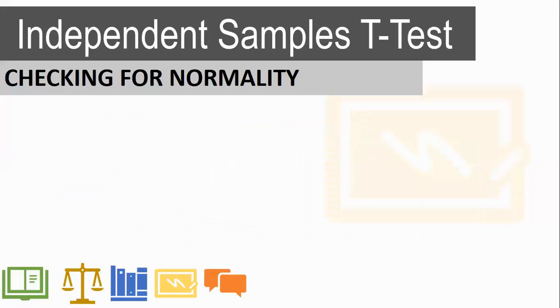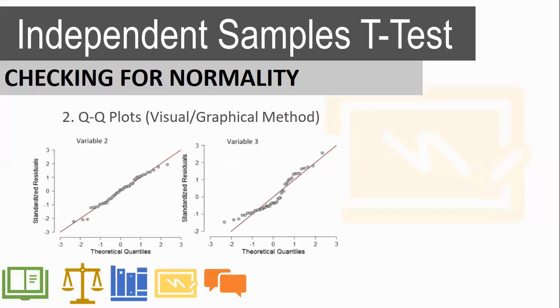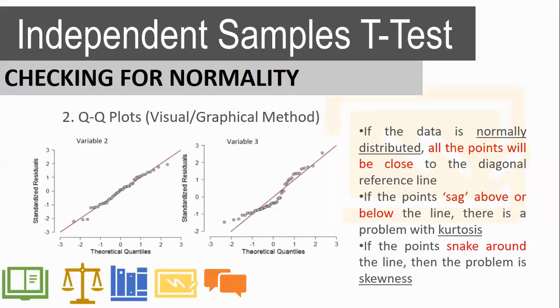Second method is by using the QQ plots. This is another graphical method. And these are examples of the QQ plots. If the data is normally distributed, all the points will be close to the diagonal reference line. If the points sag above or below the line, there is a problem with the kurtosis. And if the points snake around the line, then the problem is with the skewness. So if there are problems with kurtosis or skewness, your data is not normally distributed. In these plots, the first one is approximately normal.